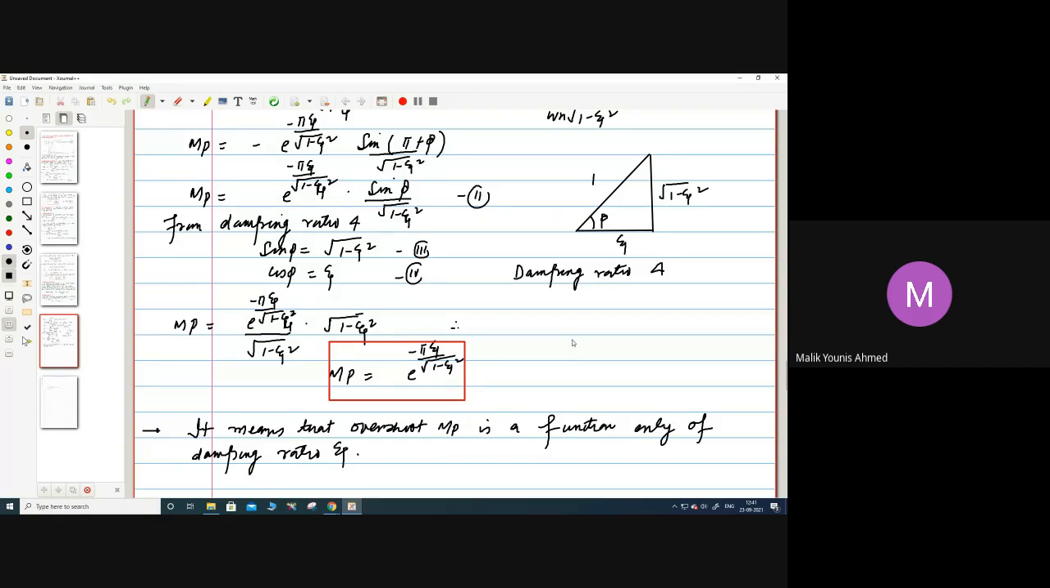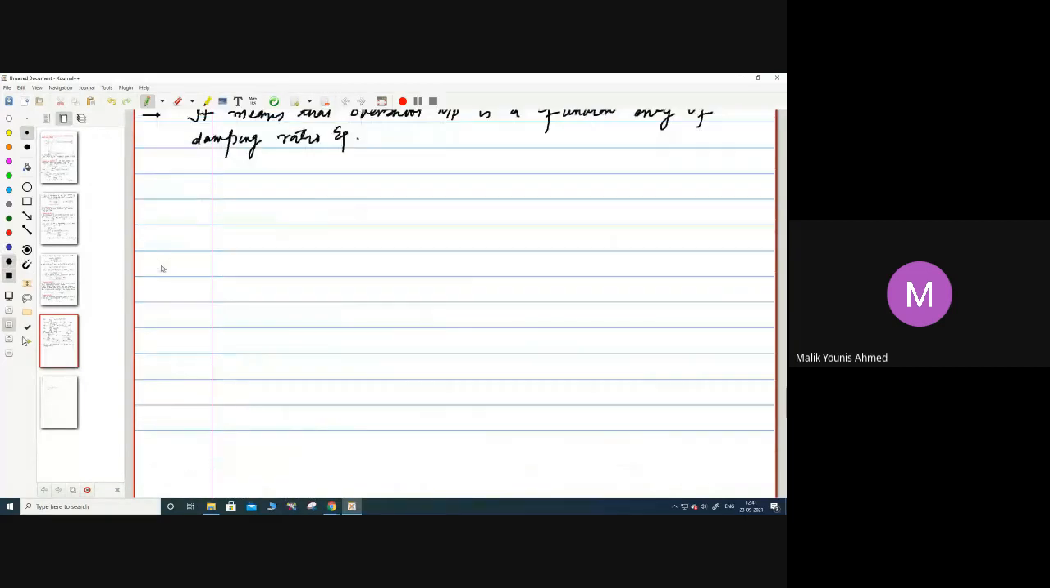Now, if somebody wants the percentage, you can write Mp is equal to e to the power minus pi xi divided by the square root of 1 minus xi squared, into 100. So this expression is also valid. If you have to get percentage overshoot, you can use both expressions.